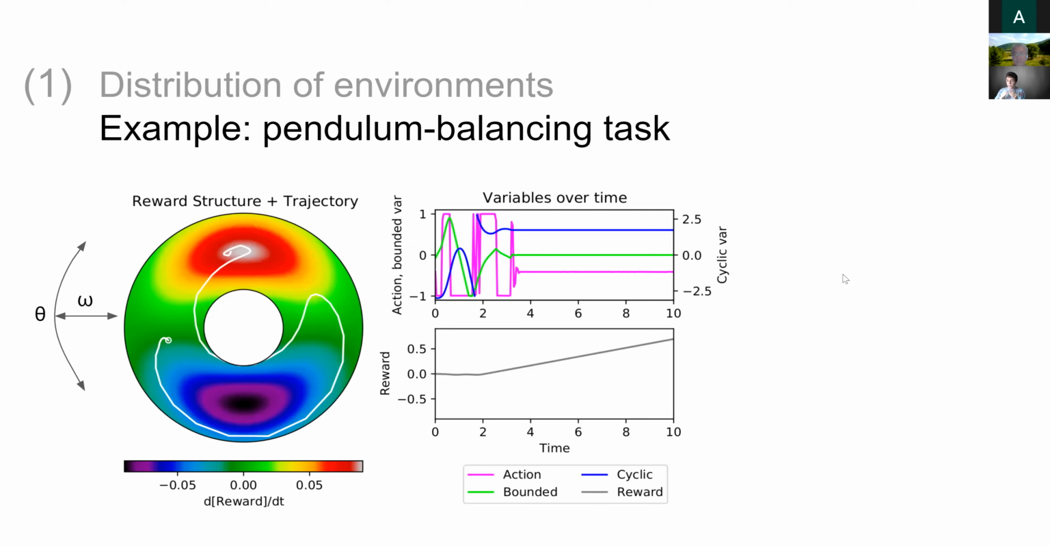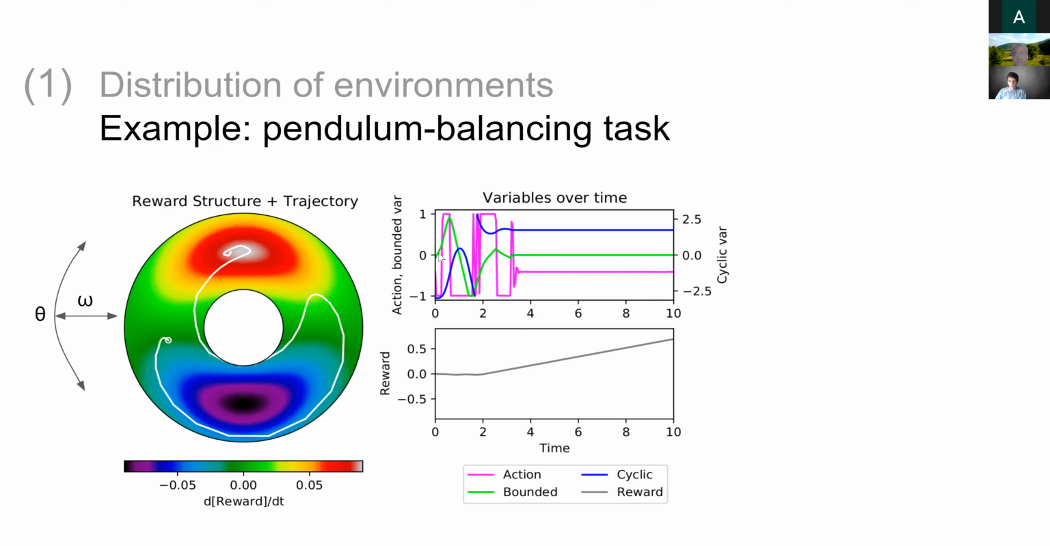An example of this sort of agent environment system is the pendulum balancing or pole balancing task, in which an agent needs to provide a torque to balance a pendulum pointing upwards. On this plot on the left, I have in color the reward structure, where you don't want to be at the bottom, you want to be balancing your pendulum at the top. I also have shown that the angle of the pendulum is shown by the angle along this circle or this ring, and that the angular velocity omega is shown by how inwards or outwards you are along this ring.